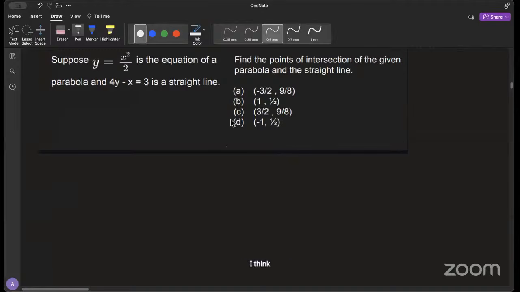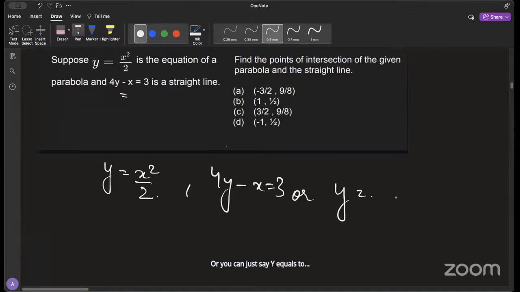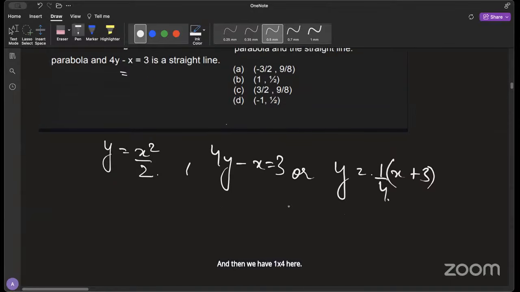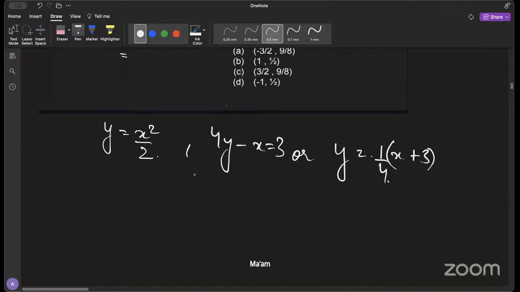I think there is nothing conceptual here. So we can just try this question. It's about the point of intersection of this parabola and the straight line. Or you can just say y equals x plus 3, and then we have 1 by 4 here, right? So to find the point of intersection, options B and C, I hope.